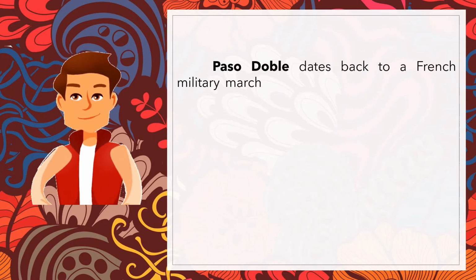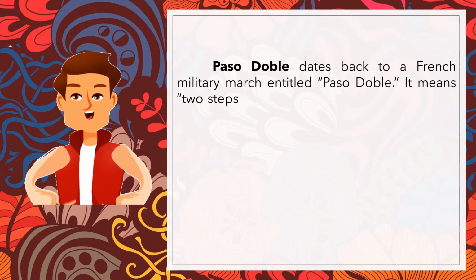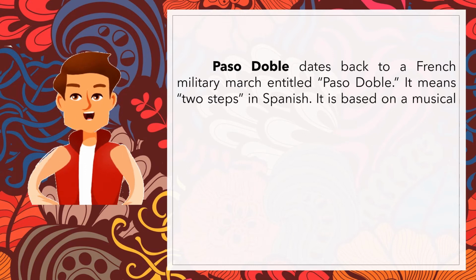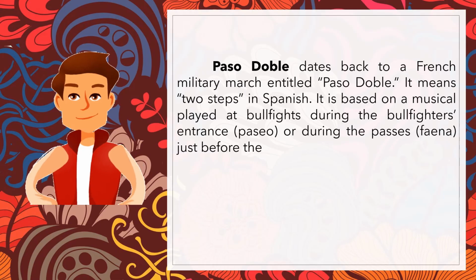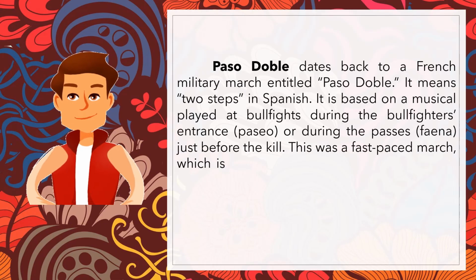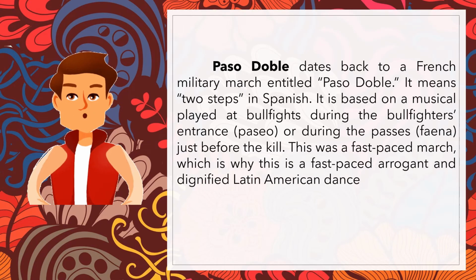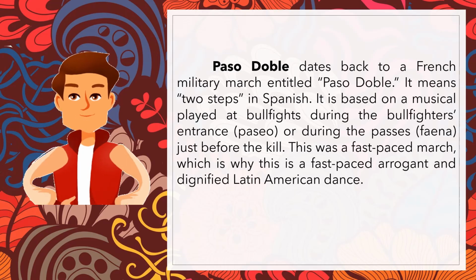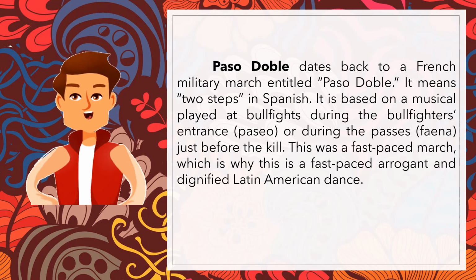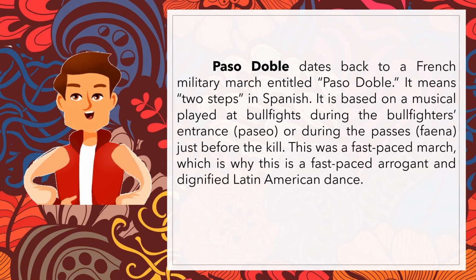Next we have the last one, Paso Doble. It dates back to a French military march entitled Paso Doble. It means two steps in Spanish. It is based on music played at bullfights during the bullfighter's entrance or paseo, or during the pases or faena just before the kill. This was a fast-paced march, which is why this is a fast-paced, arrogant, and dignified Latin American dance.